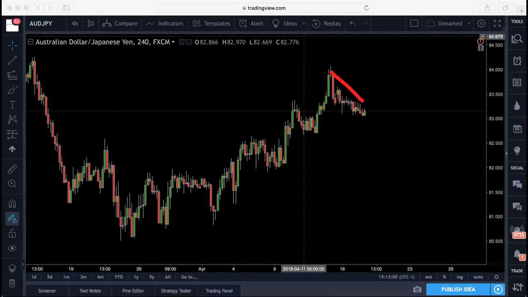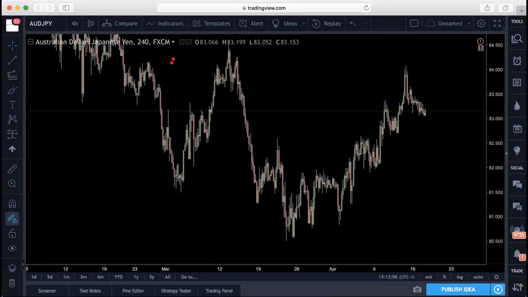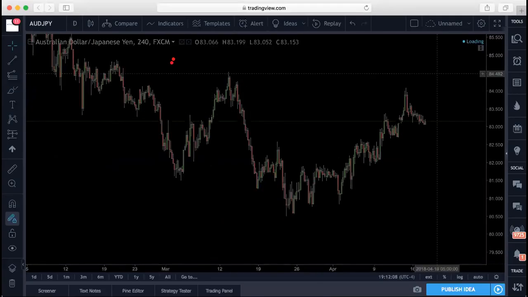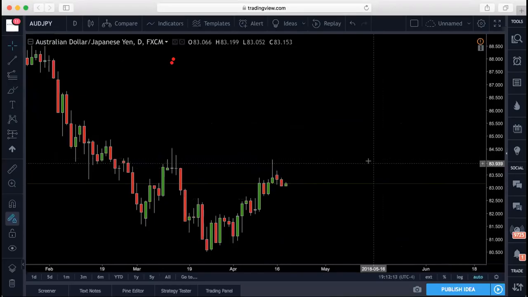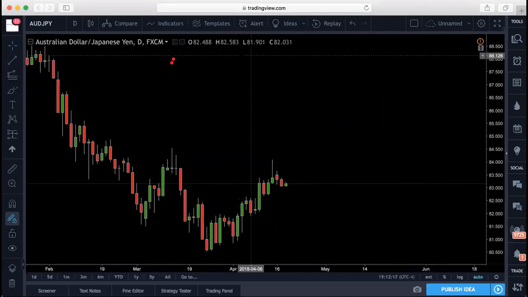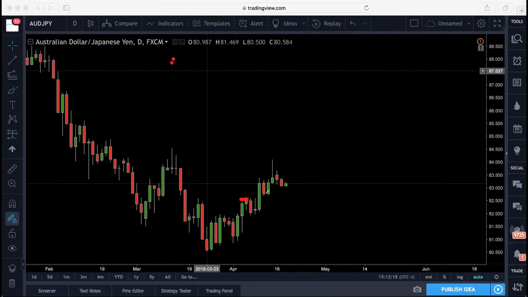So basically, once this flags out, you're looking to buy that rally back to the upside. And your goal is to target around the 84 handle. Based off of what I see on the daily, as long as that's holding, you're good to go and you should get one more rally to the upside.